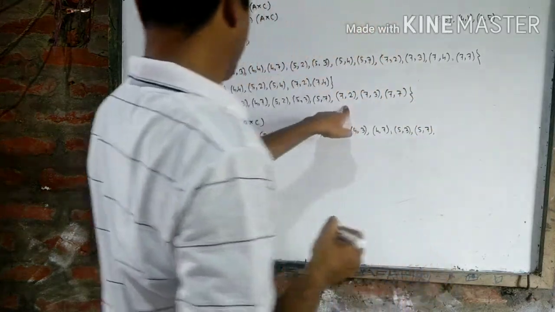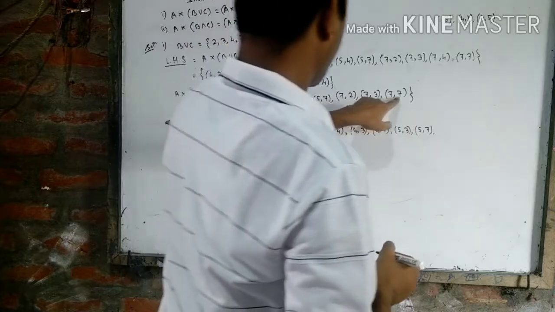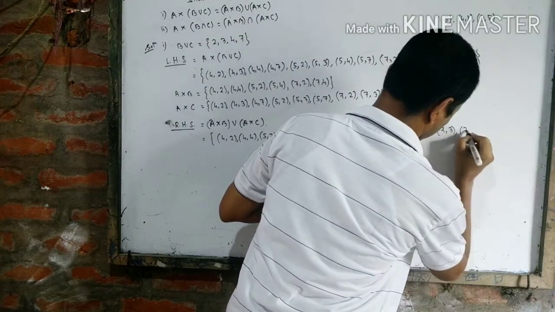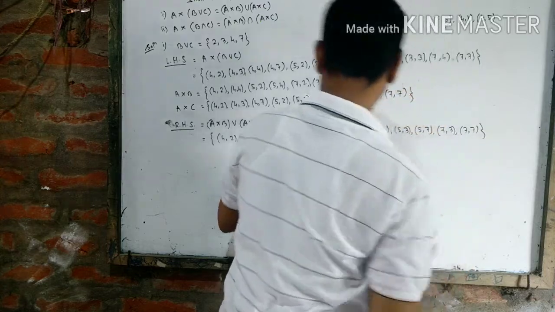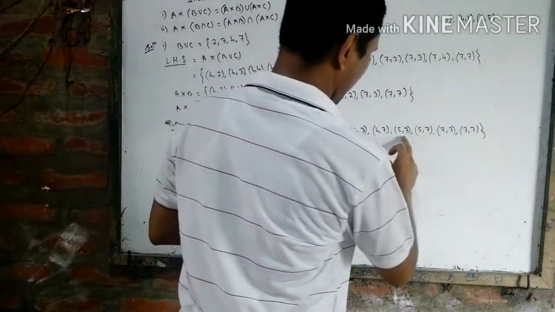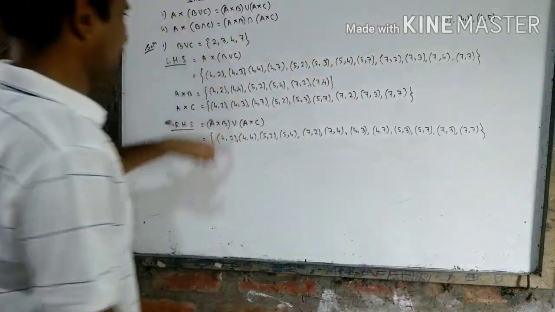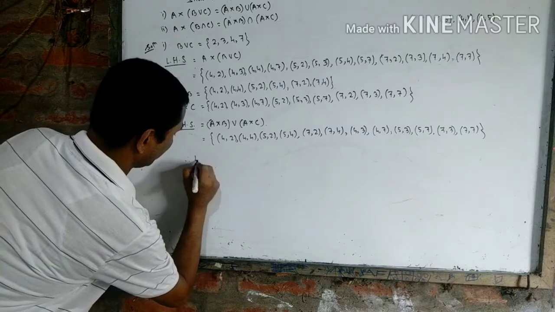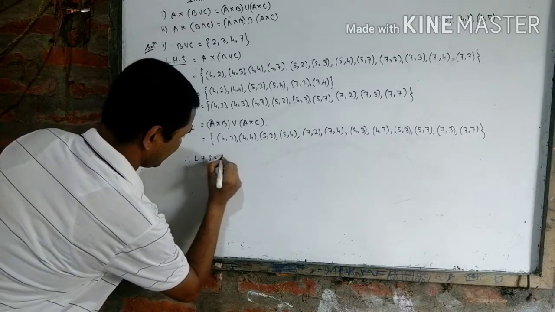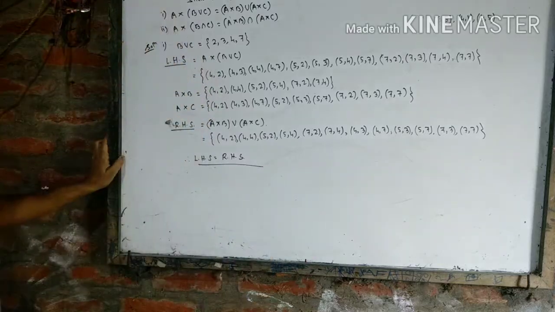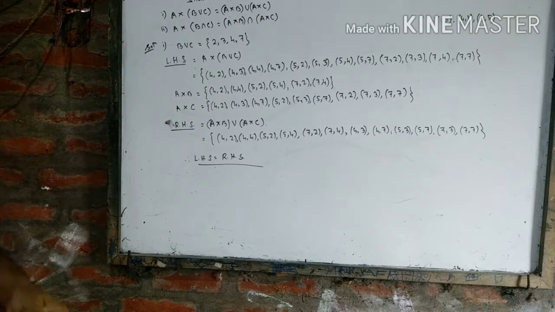7, 2 is there. 7, 3 and 7, 7 are to be taken. 7, 3, 7, 7. How many are there? 1, 2, 3, 4, 5, 6, 7, 8, 9, 10, 11, 12. Now compare. They are the same. Left hand and right hand are the same. Therefore, left hand side is equal to the right hand side. So we have shown the result.